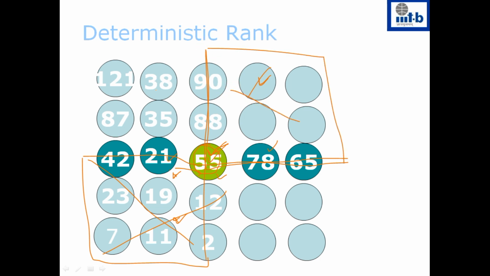I don't know about the other numbers. Some of them may be greater than the good pivot, some of them may not be. But what is guaranteed is that there will be at least n by 4 numbers which are greater than the pivot, and at least n by 4 numbers which are smaller than the pivot. So the rank of the pivot that we have picked will be between n by 4 and 3n by 4.